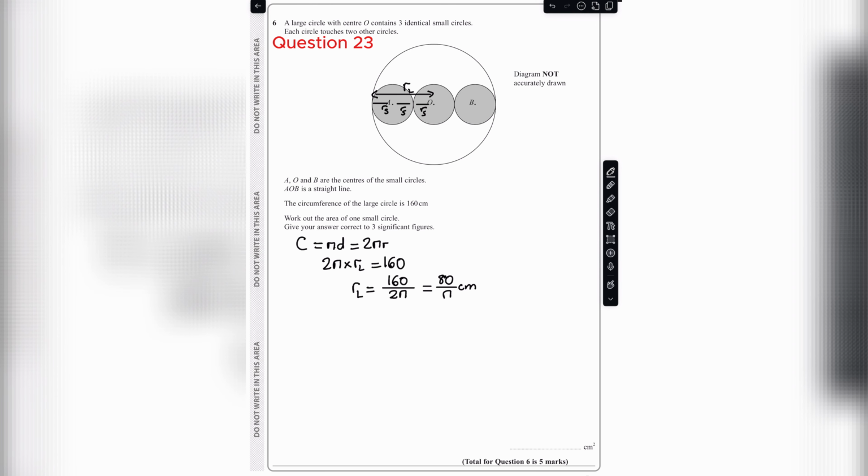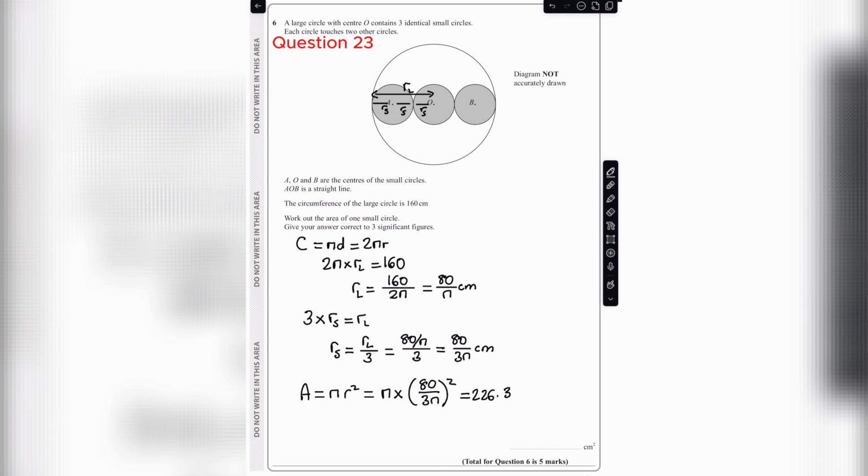And if we take a closer look at our diagram, we can see that 3 lots of the radius of the small circle is equivalent to the radius of the large circle. So the radius of the small circle can simply be obtained by dividing the radius of the large circle by 3. And that gives us 80 over 3 pi centimeters. And given as the area of a circle is pi r squared, the area of one small circle can simply be obtained by multiplying pi by the radius squared, so 80 over 3 pi all squared, and that gives a value of 226.3536 centimeters squared. So to 3 significant figures, the final answer is 226.